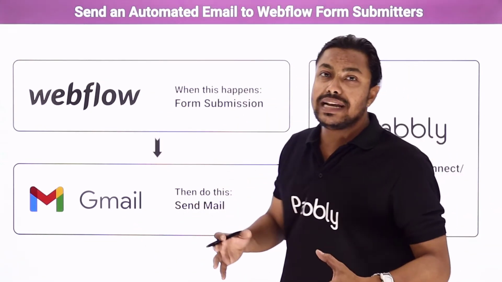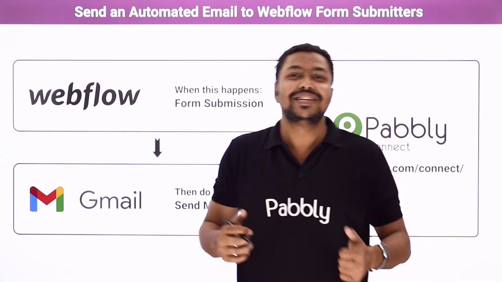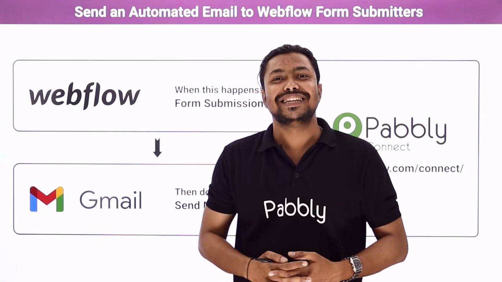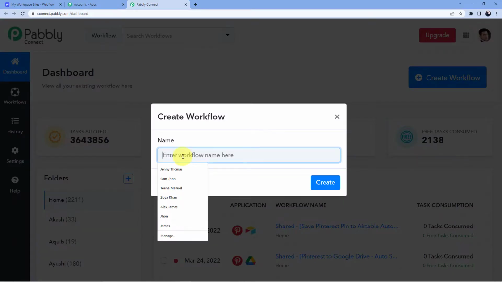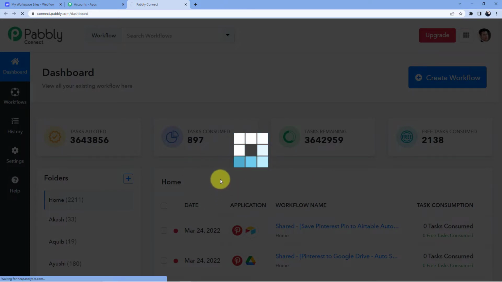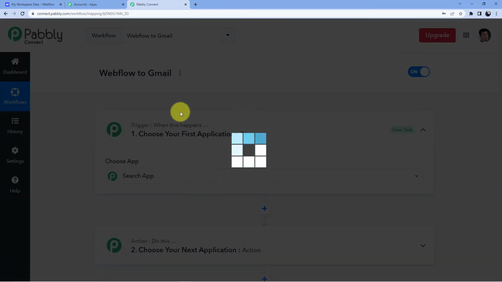Now let us look at that example on our screen. To learn this automation, you have to come with me to the screen. Now we are going to give it a name. I'm just going to name it Webflow to Gmail, because I'm connecting Webflow to Gmail. You can name it whatever you want, it's completely up to you. Now click on create.